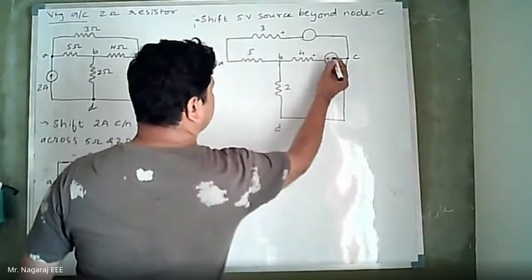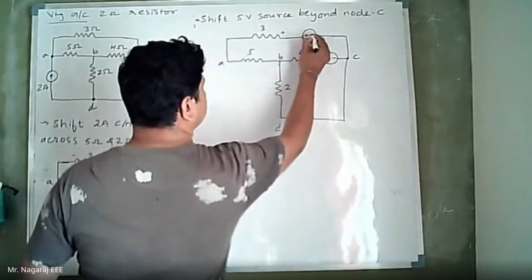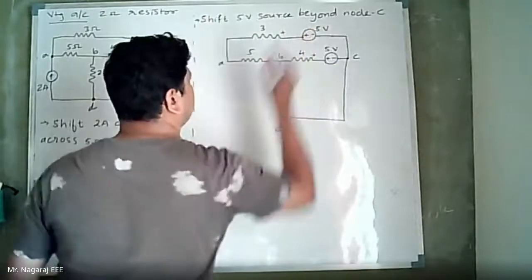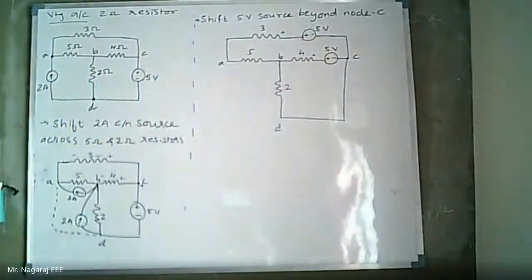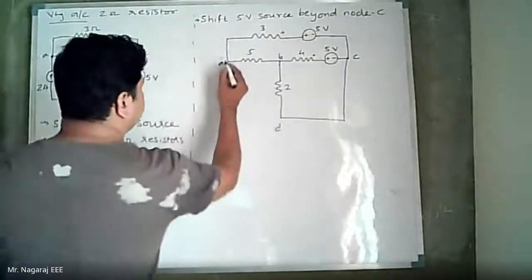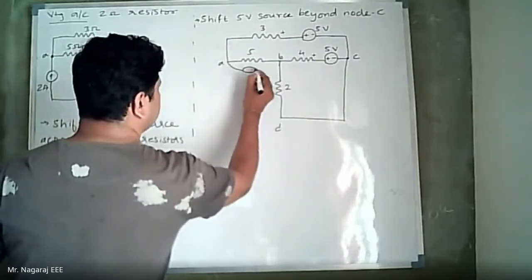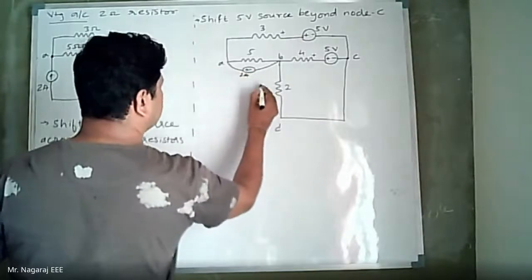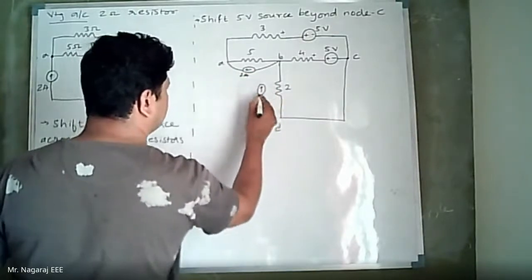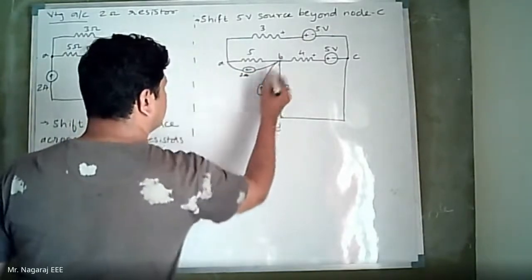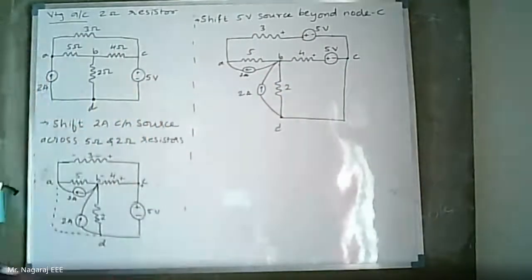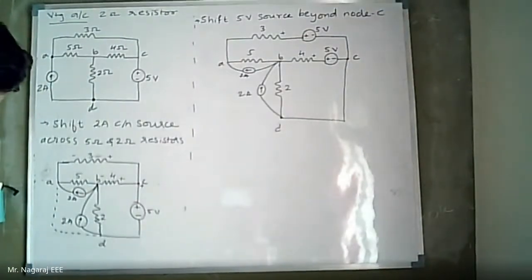Now the polarity of the source will be like this, 5 volts and 5 volts. So this is how source shifting has to be done. And here I have a current source of 2 amperes. Now once the shifting is done, the rest part is only the source transformation.